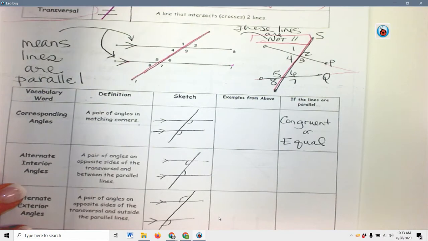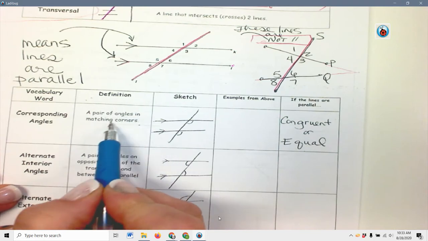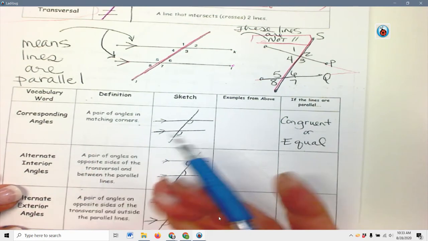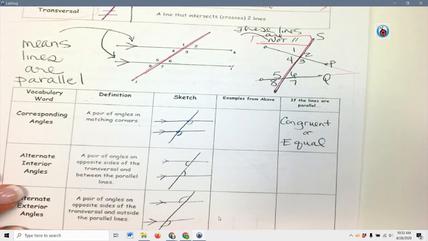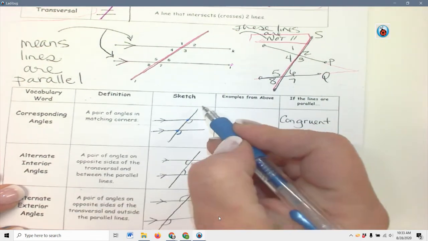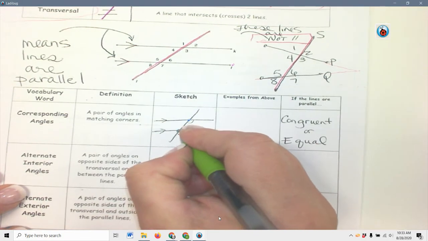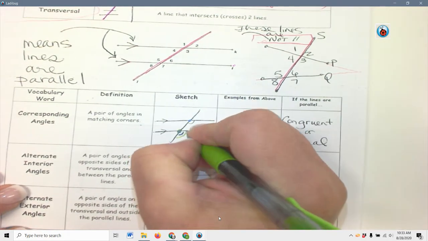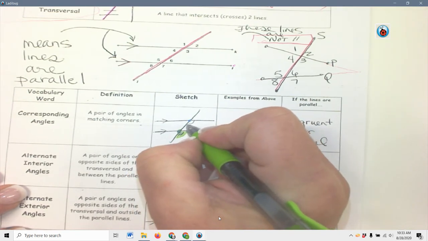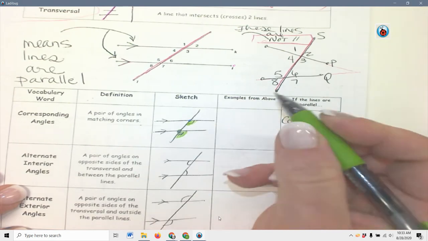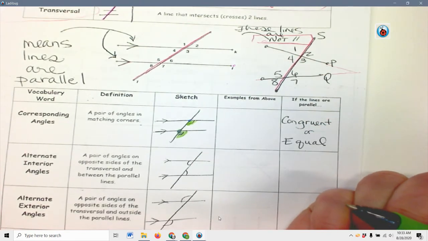Now, let's talk about corresponding angles. Corresponding angles are angles in matching corners. So these are two different intersections here, two different places where the transversal crosses. So when it crosses this first line down here, it makes an angle on this corner. And when it crosses this next line, the corresponding angle is that same corner on the other intersection.